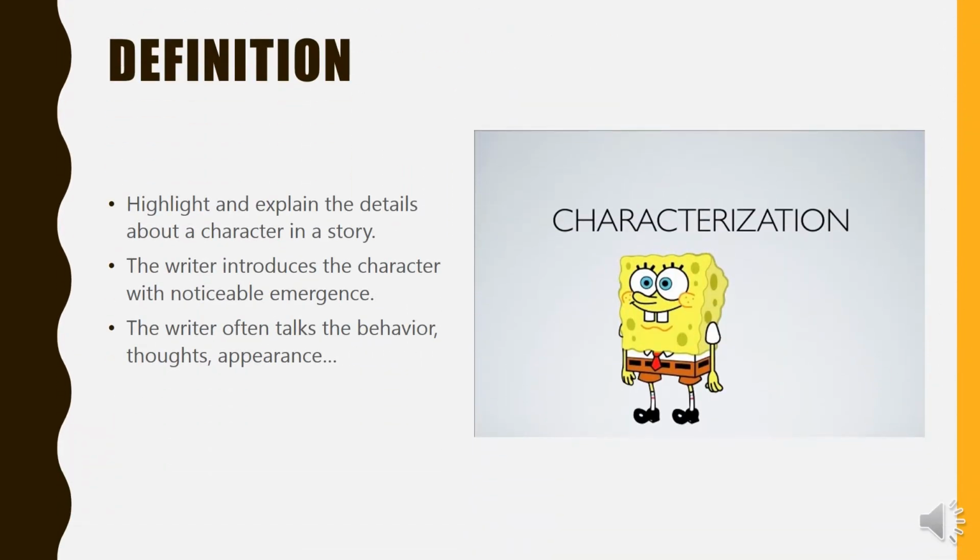Characterization is a literary device that is used step by step to highlight and explain the details about a character in a story. It is in stages in which the writer introduces the character with noticeable opening. After introducing the character, the writer often talks about his behavior, then, as the story progresses, he shows the thoughts, appearance, and traits.